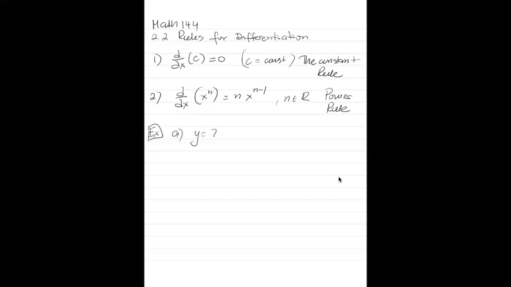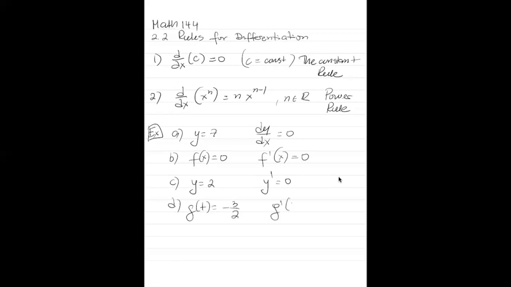So if my function is a constant, we're going to use different notations for the derivative. dy/dx, or the derivative, is 0. That's rule number 1. B, if f of x is 0, again constant function, different notation, f prime of x is 0. That means the slope of the tangent line at that point is 0, and at any point, since the function is a constant. If y equals 2, again, this is a constant function, y prime is 0. G of t is negative 3 over 2, again a constant, then g prime of t is again 0.